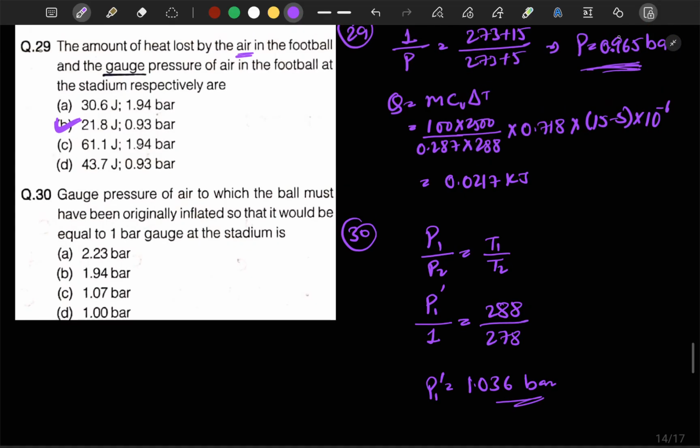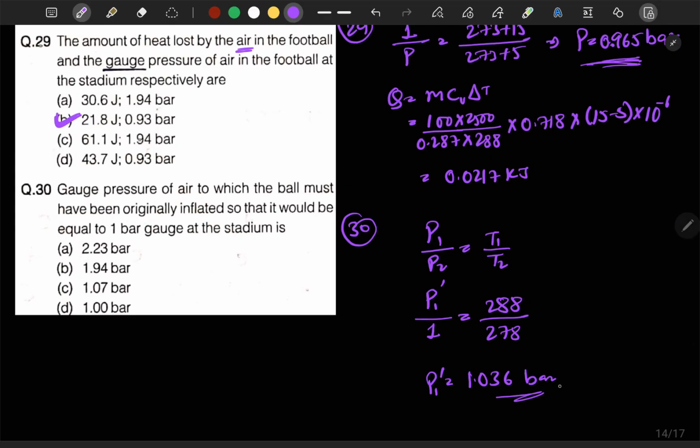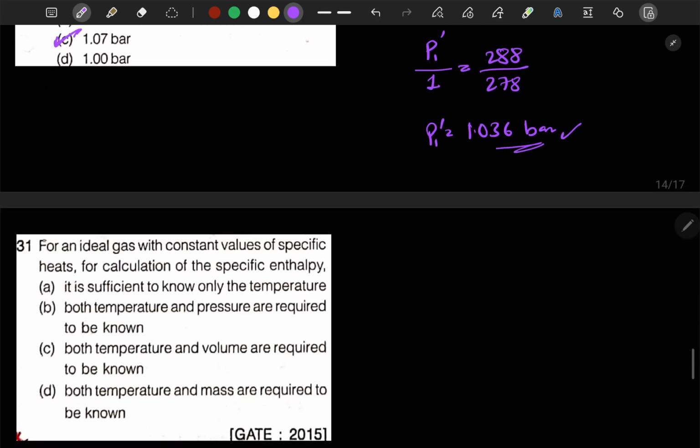Okay, let me look. So this is correct. So the nearest option is the 0.07 one, so we will select this option. Okay. Now we will move to the next question.